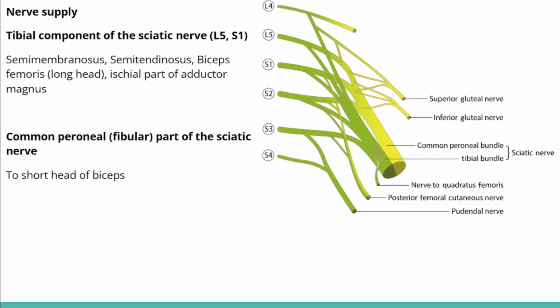Blood supply is derived mainly from the profunda femoris artery, contributed to by the popliteal and inferior gluteal arteries. Then the nerve supply is from the sciatic nerve, its tibial and peroneal components.